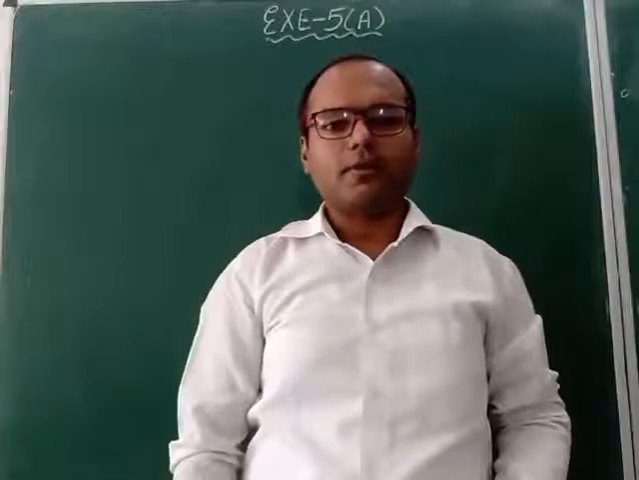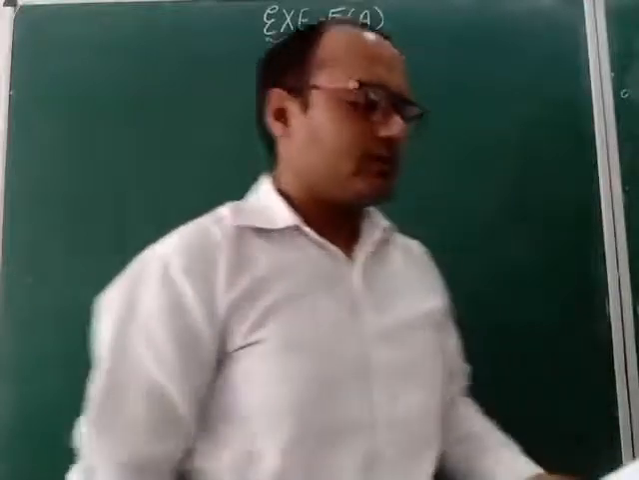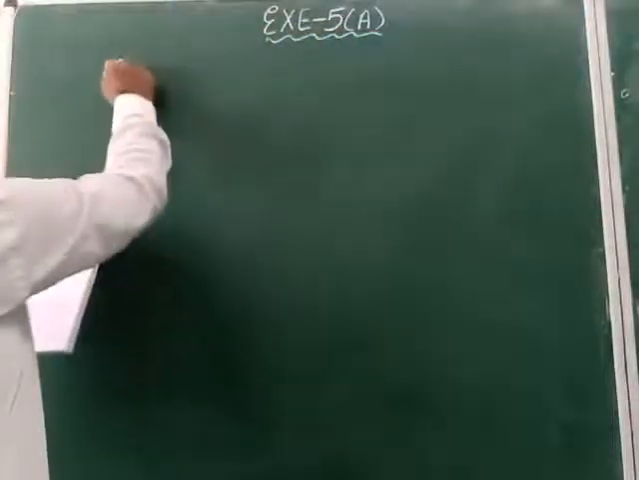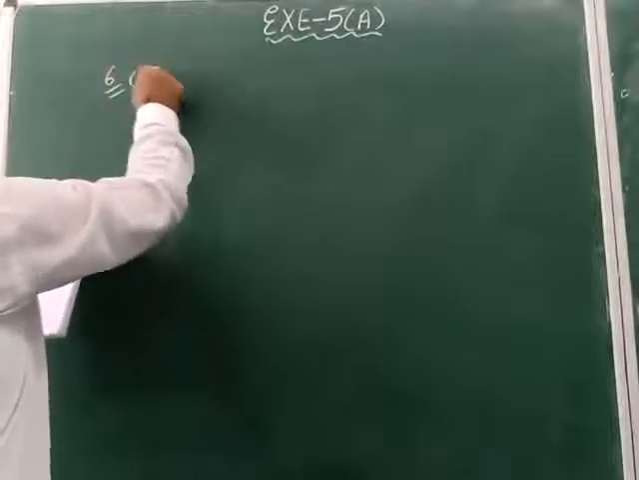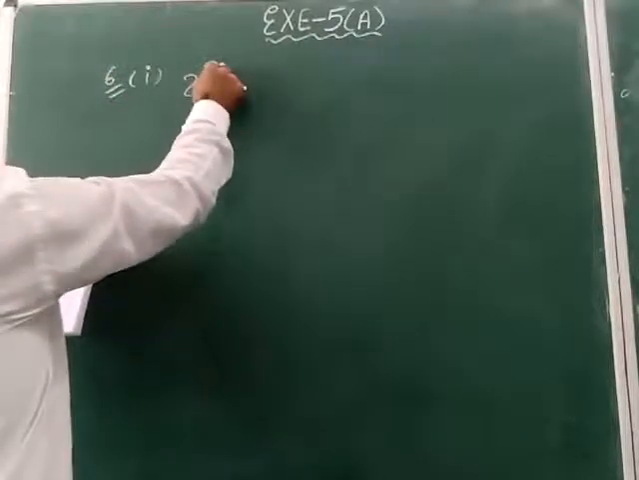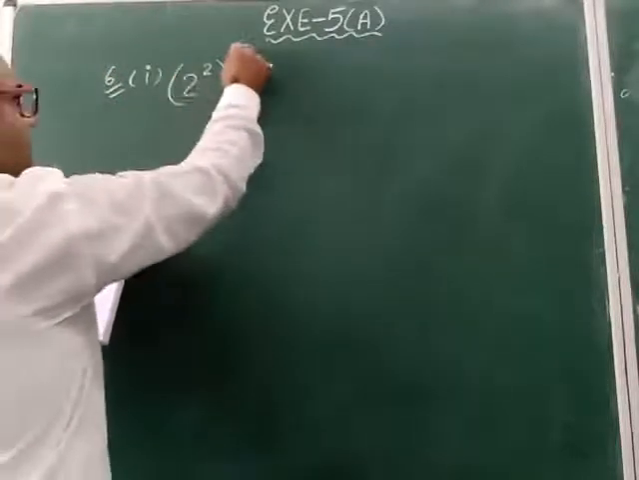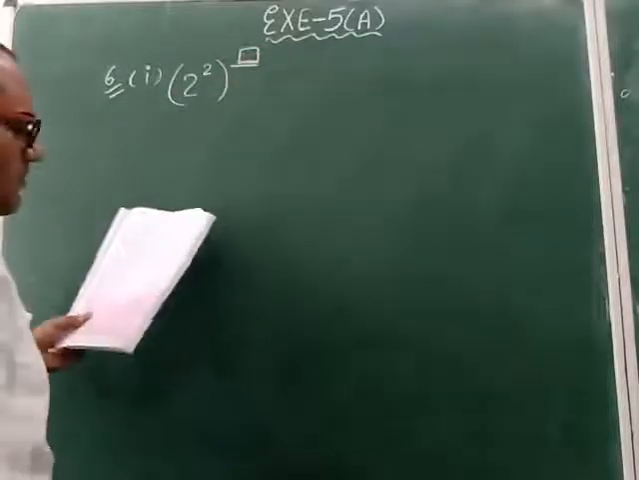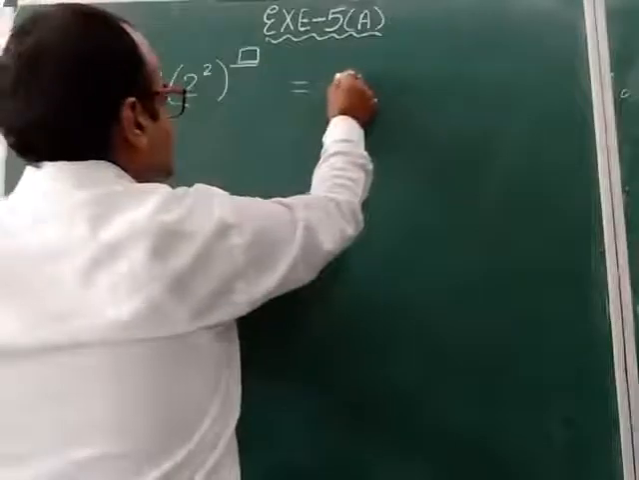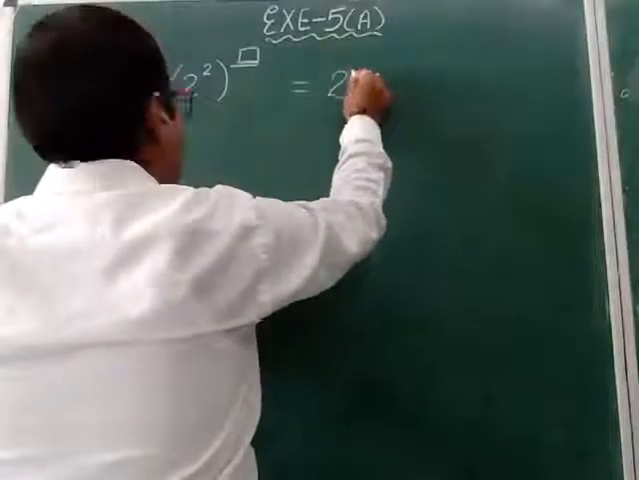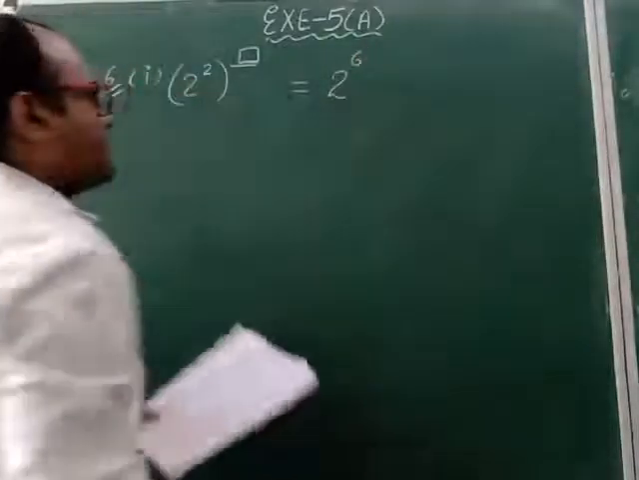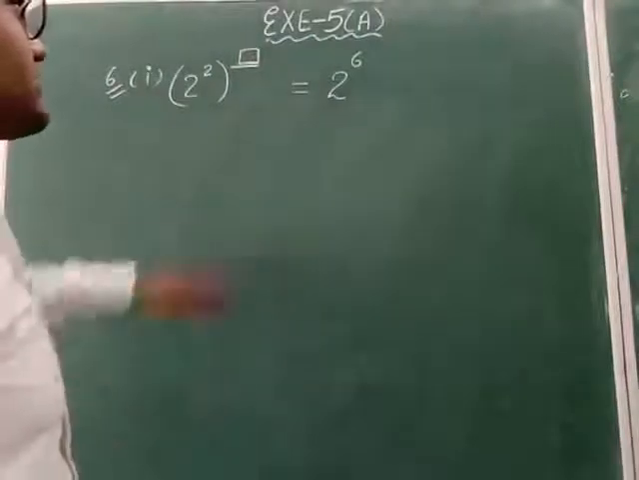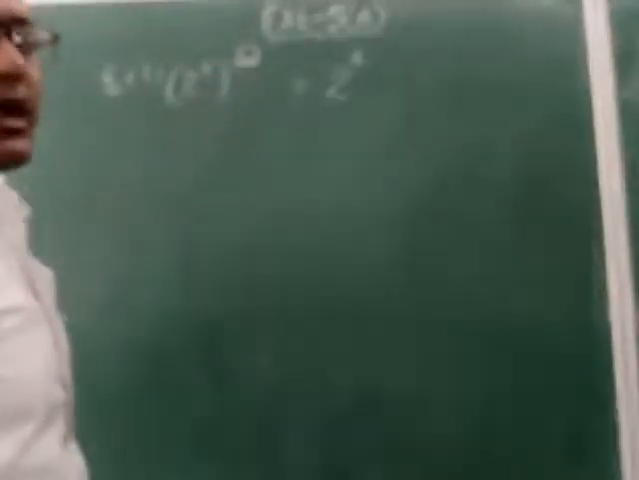Now come to question number 6. First part. 2 power 2, outside power is dash. Here we have to fill the answer. What will be the power? And here it is 2 power 6. So here in this fill up we have to fill what will be the answer.